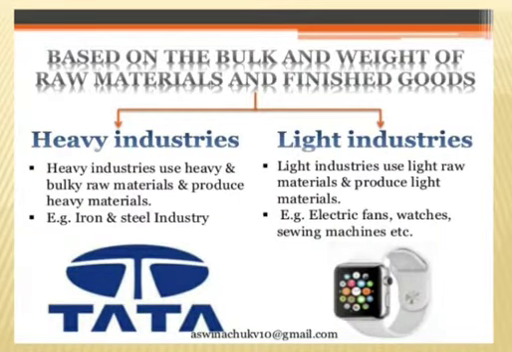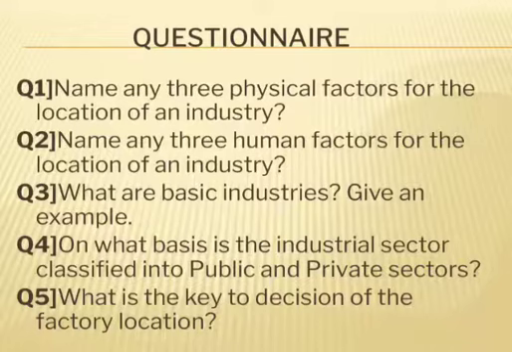On the basis of bulk and weight of raw materials and finished goods, industries are classified into heavy industries and light industries. Heavy industries such as iron and steel. Light industries use light raw materials and produce light goods such as electrical industries.